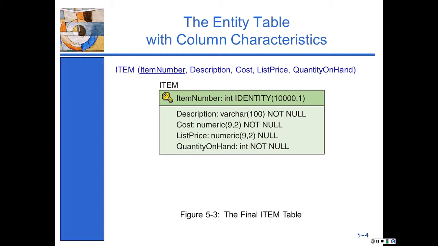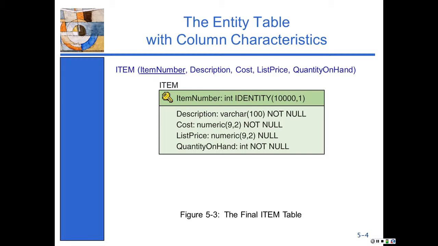Numeric means it will allow decimal points. For example, 9,2 will hold up to $1 billion and 2 decimals for cents. On the other hand, quantity on hand is an integer, so it will hold values like 1, 2, 3, something like that.